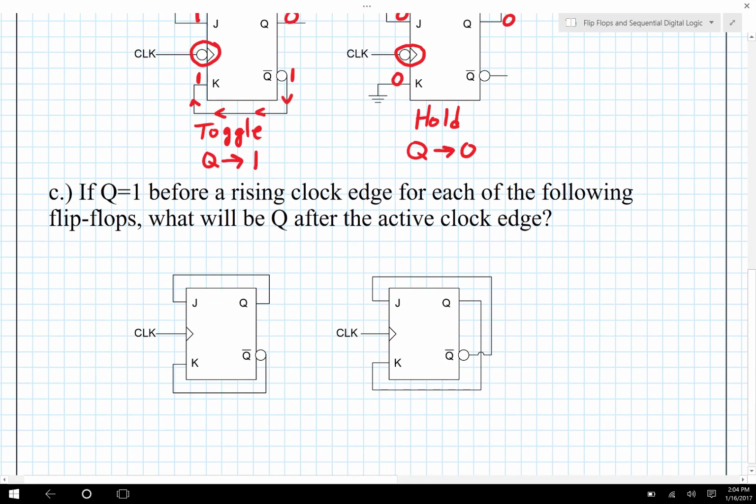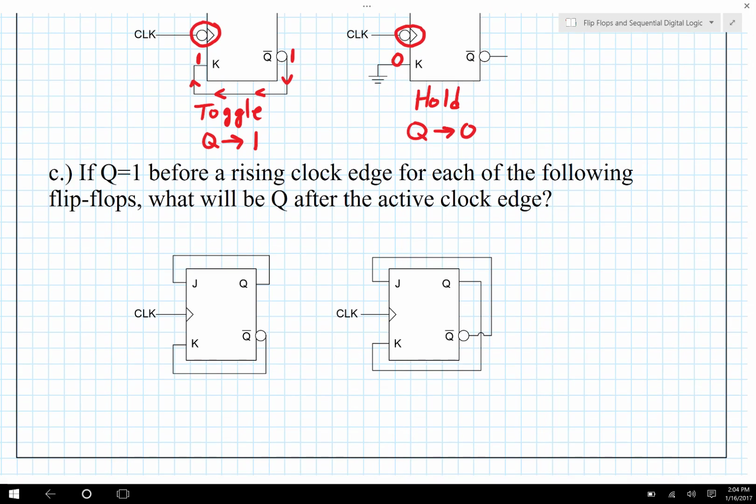The third set of examples, Q contains a 1. You can see now that both J and K are being routed from the outputs. So if Q contains a 1, Q bar must contain a 0. Well, that must mean that J gets a copy of that 1 and K gets a copy of that 0. So J equals 1, K equals 0. This is in the set configuration, and therefore Q is going to go to 1 no matter what it used to contain.